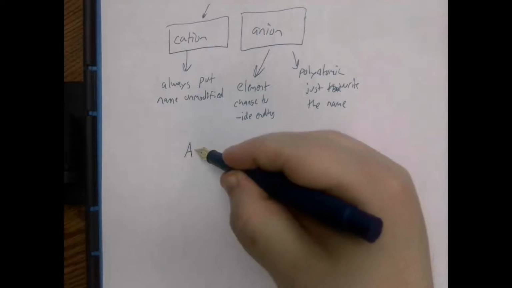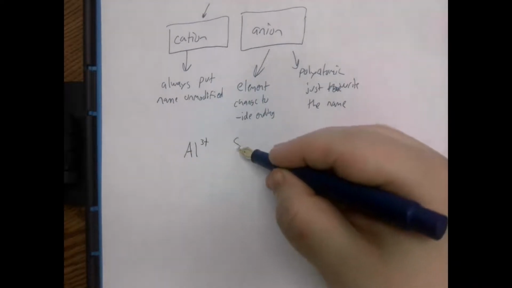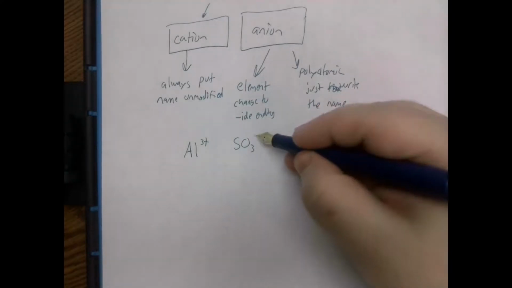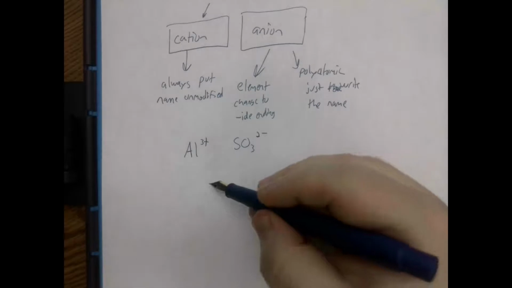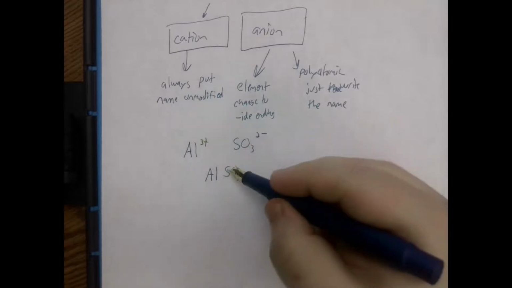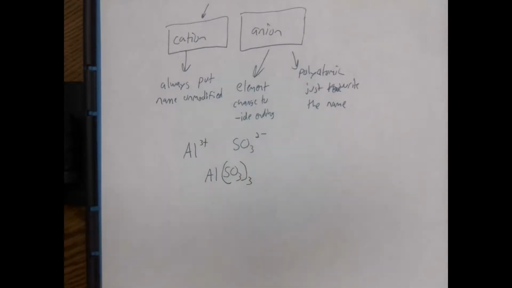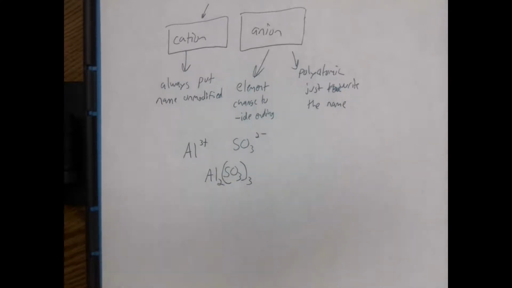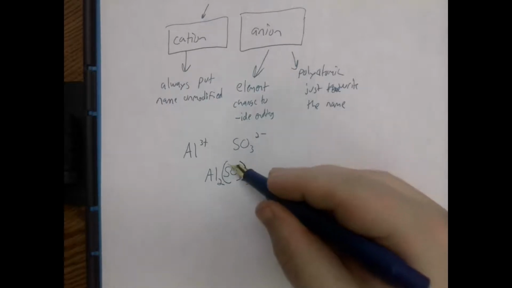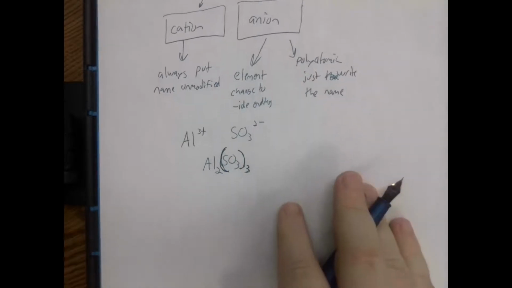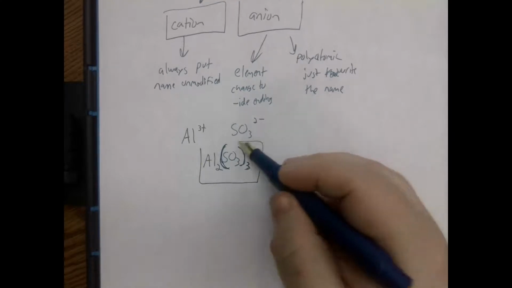So if we have aluminum, which is 3+, and sulfate, my bad, that's sulfite, which is 2 negative. Then we write them both down. The 3 is going to attach to this whole thing. The 2 is going to attach to here, but since there's one thing in the parentheses, we don't need to put the parentheses. So we need to put this whole thing in parentheses and write 3 below it. This is the complete formula.